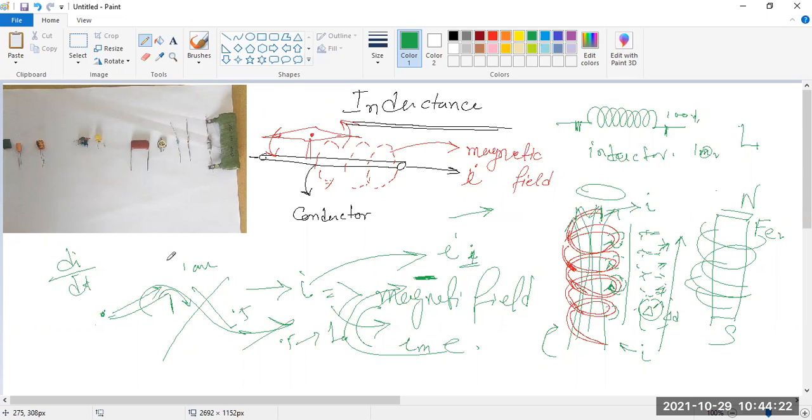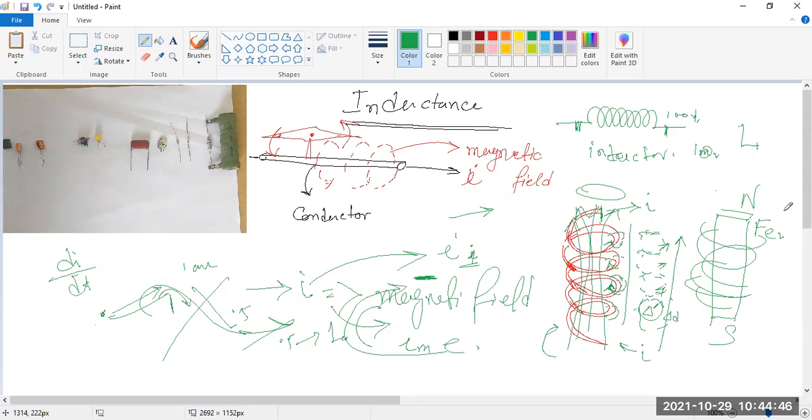So di/dt, I think guys you can understand what inductance is. If you have any question, then you may ask me, otherwise now I'm going for the definition. You can write down its properties. If you have any question you may ask me.